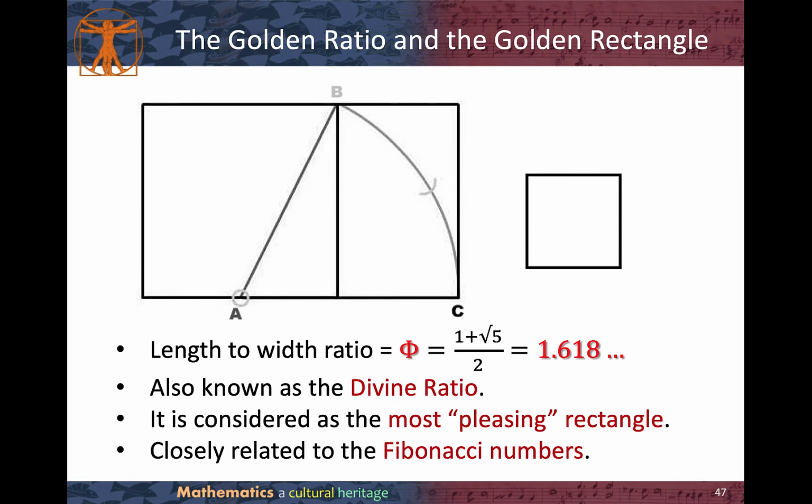So how do we get this golden rectangle? What we do is we start with the square, and then we cut it in half, and then we join the diagonal of this half square here. Set AB as the radius, and then we construct this sector. Then the ratio of the length to the width will be the golden ratio.